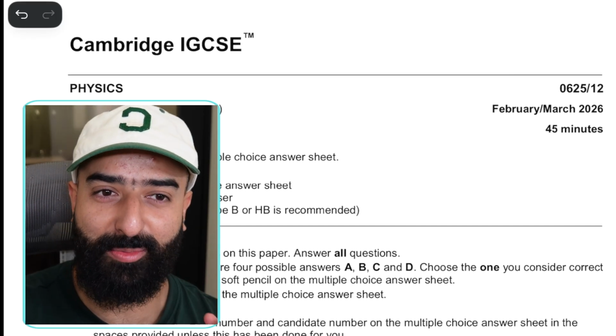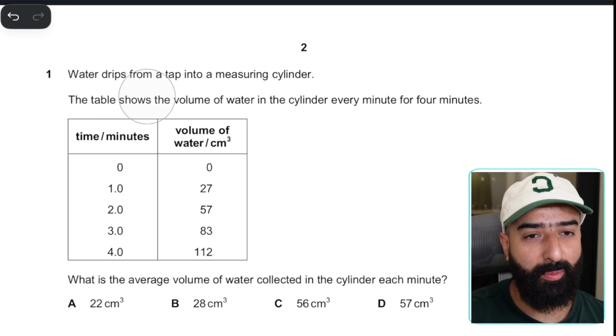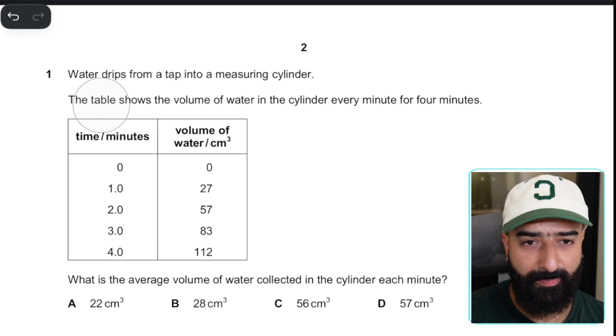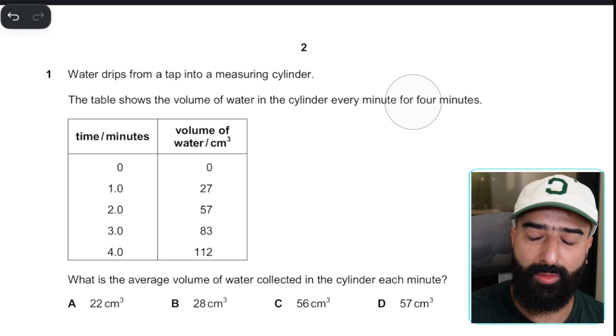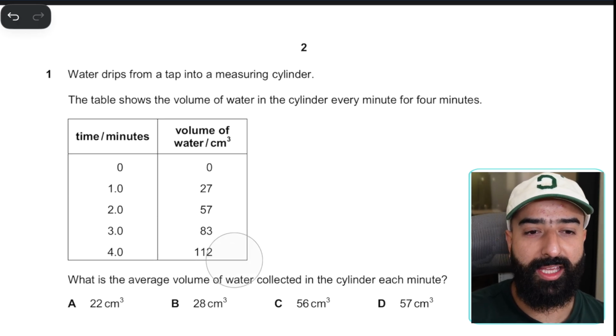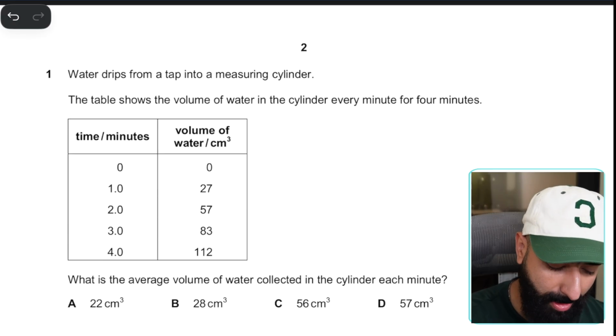Let's solve this Cambridge paper 1. The first question says, water drips from a tap into a measuring cylinder. The table shows the volume of water in the cylinder every minute for 4 minutes. What's the average volume of water collected in the cylinder each minute?